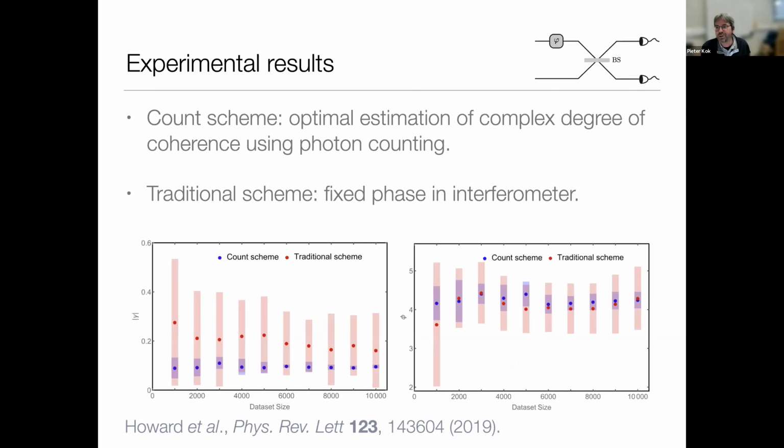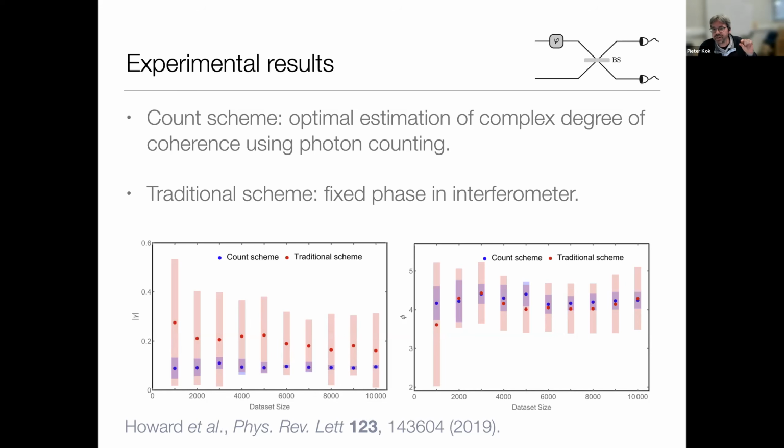I knew it was good because we did the calculation, but when you see an experiment, and I'm not taking any credit here because it's the hard work of the experimentalists, we compared two things. The important thing here is the error bars, because that's what we're trying to reduce. The blue, the count scheme, as we called it in the paper, is basically the optimal or close to optimal scheme. The traditional scheme is where we just pick a fixed phase in the interferometer, because it looks the most like direct imaging.